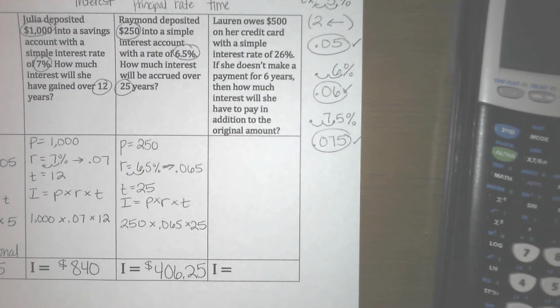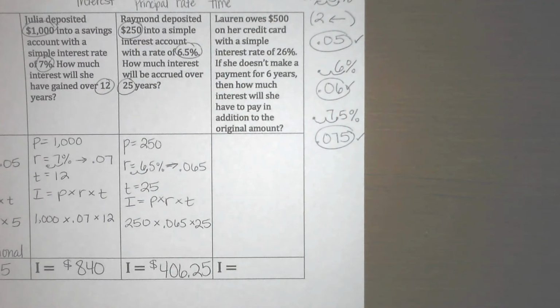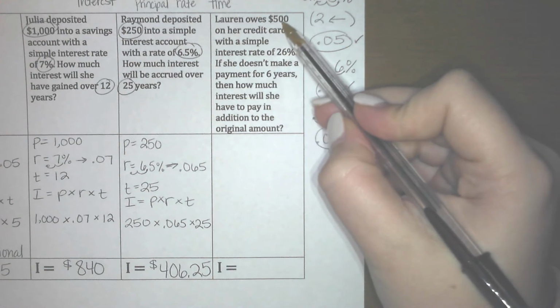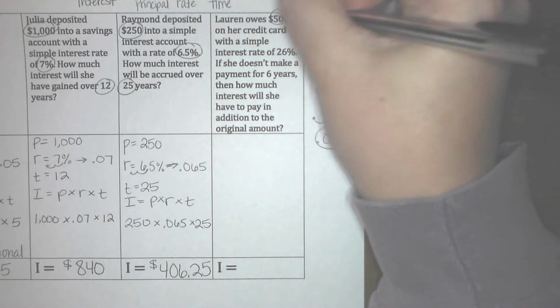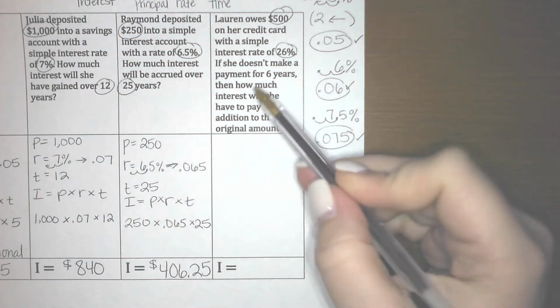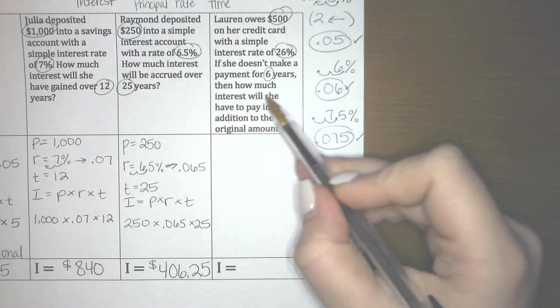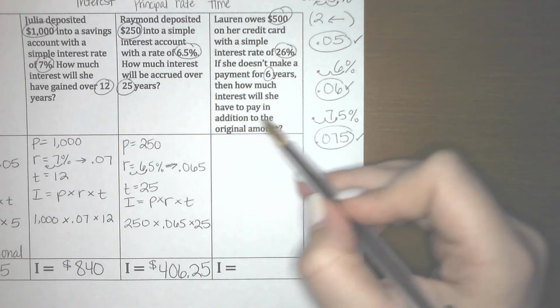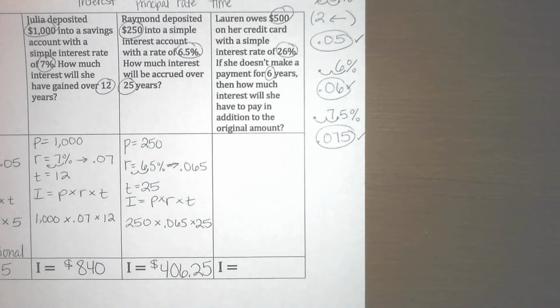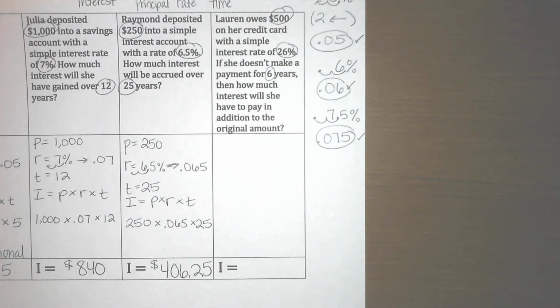Okay, last problem. So this one's a little different. I made it about a credit card. So this is actually interest that's bad. This is interest, or the amount of money extra that she's going to owe on her credit card because she's not paying it off. So Lauren owes $500 on her credit card with a simple interest rate of 26%. If she doesn't make a payment for 6 years, then how much interest will she have to pay in addition to the original amount? So I want to know how much extra money is she going to have to pay on top of the $500 that she already owes.